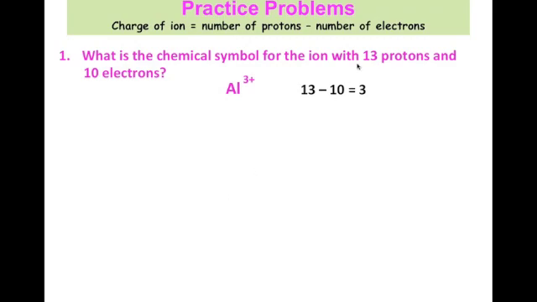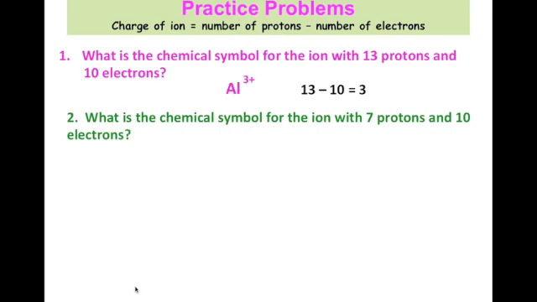Another way of solving this problem without doing the math is by comparing the number of protons to the number of electrons. We have 3 more protons, which are positively charged, than electrons, which are negatively charged. Because there are 3 more protons than electrons, and protons are positively charged, the overall charge of this ion would be 3 positive. Let's look at another problem.